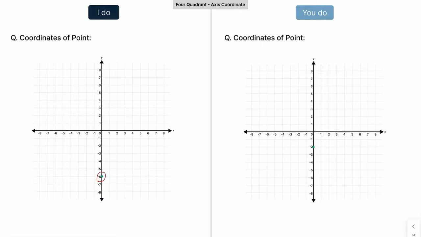Now with this one again, circle it. So the x-axis first, that is 0. And then the y-axis, it's -6. And with this one, on the x-axis, it's 0. On the y-axis, it's -2. So on the x-axis, this is -2. On the y-axis, it's 0. On the x-axis, this one is -4. And on the y-axis, it is 0.